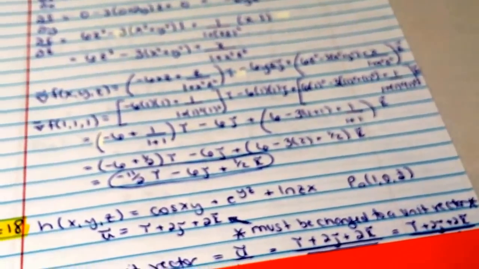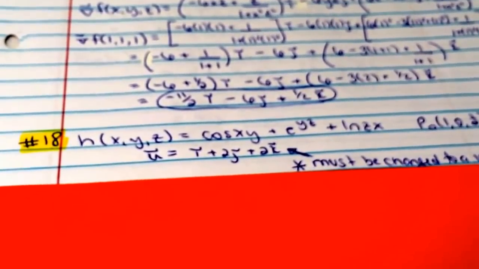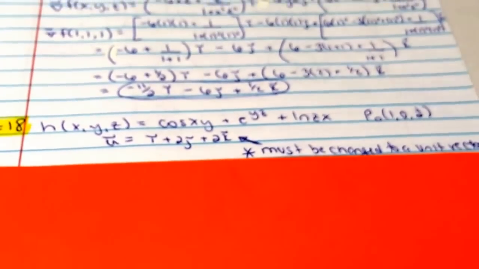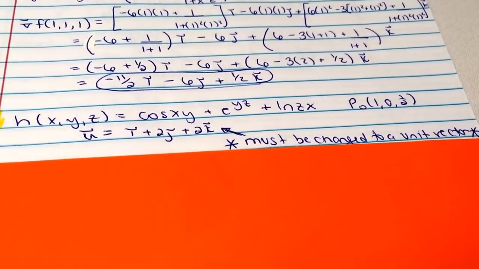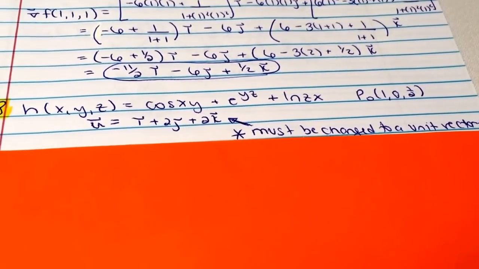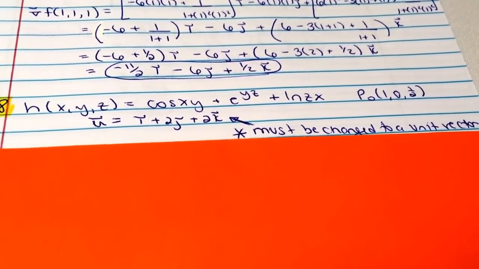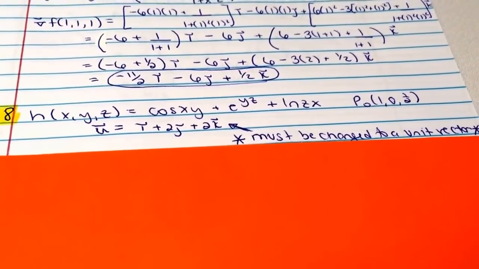And so again, we need, they also, sorry, I forgot about this. They also give you a vector. But for directional derivatives, remember the vector has to be a unit vector, which means it has a magnitude of 1. This does not have a magnitude of 1, so you have to fix it. So here's what I would recommend: fix it first so that you don't forget.